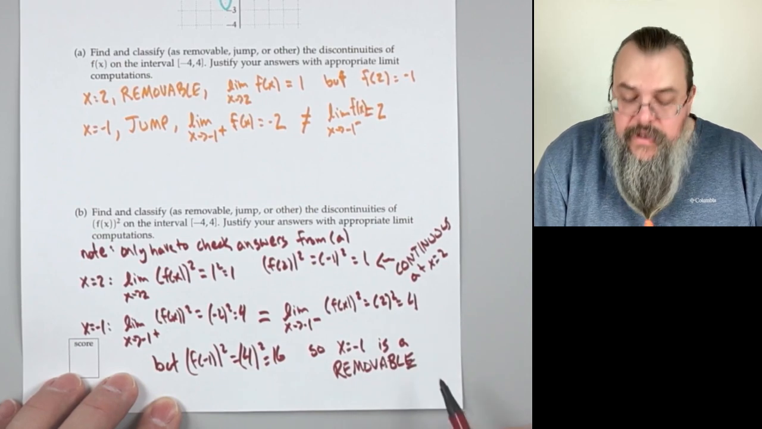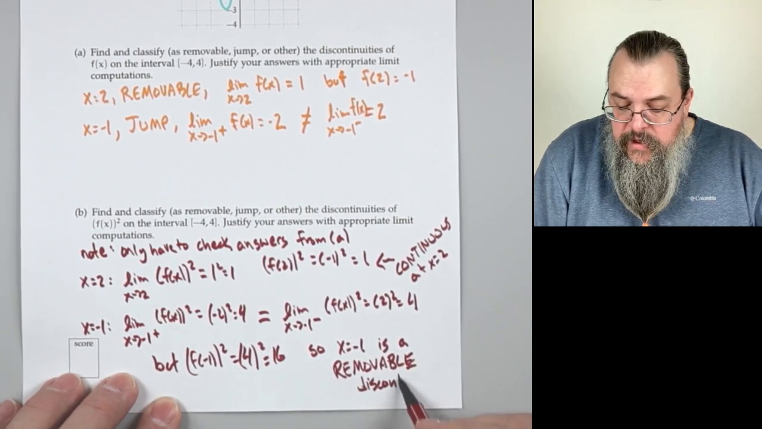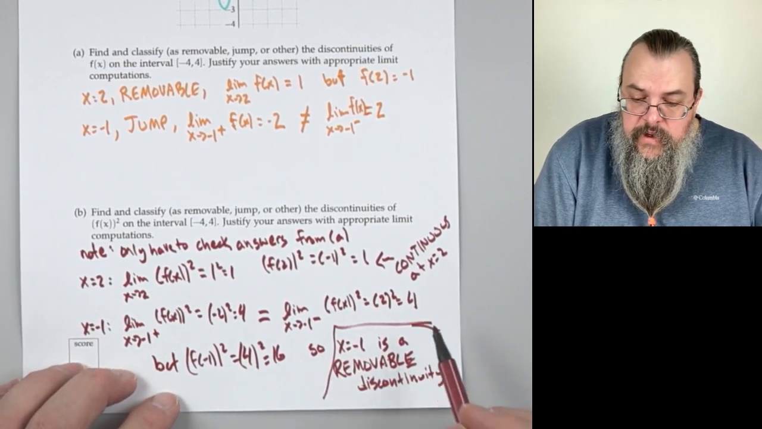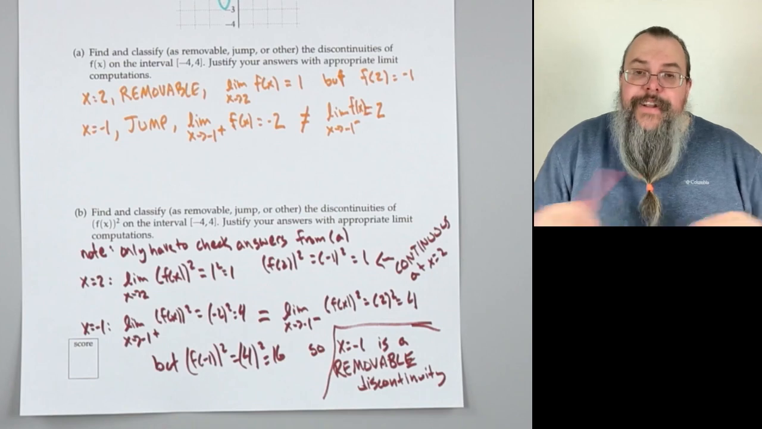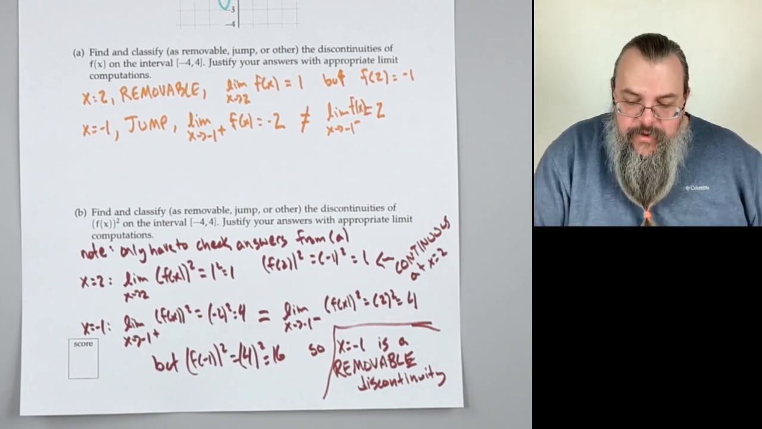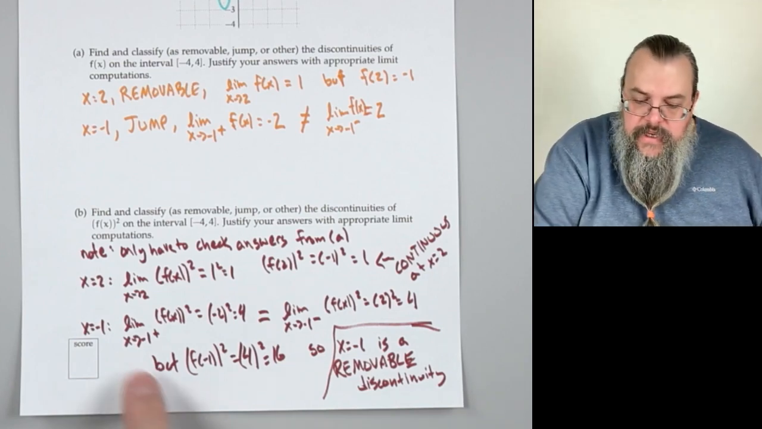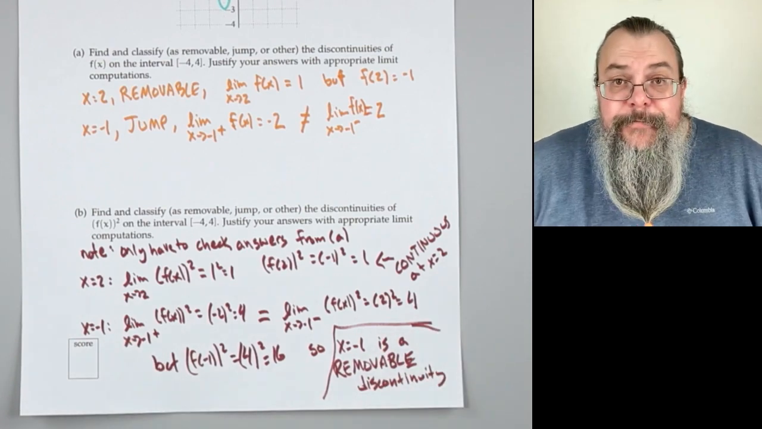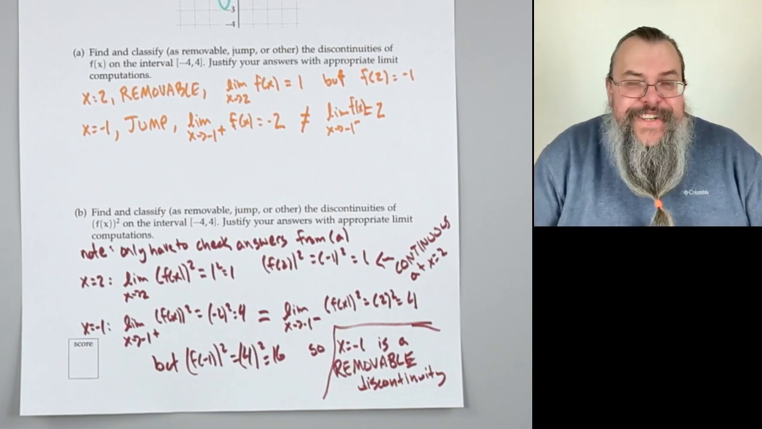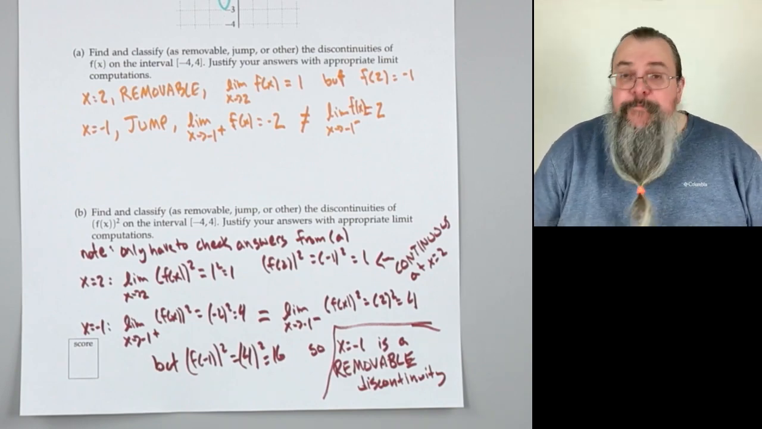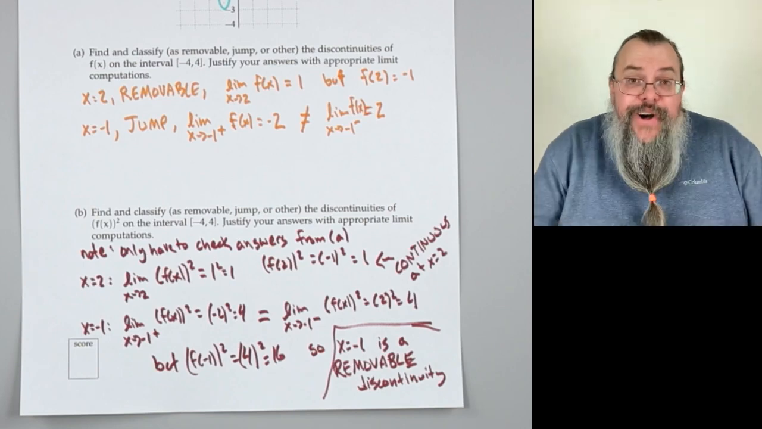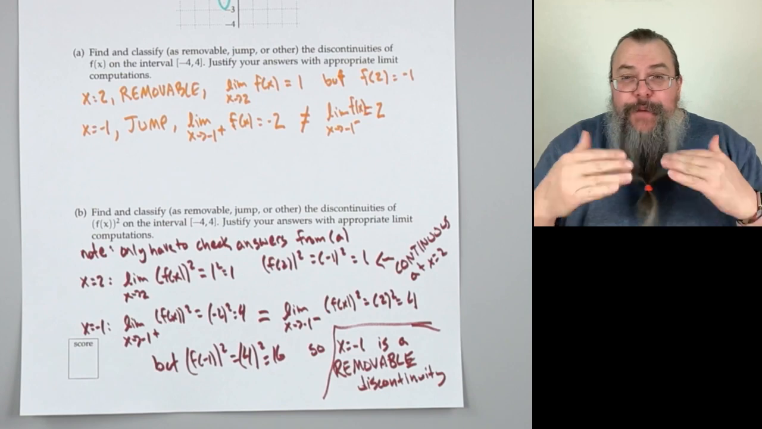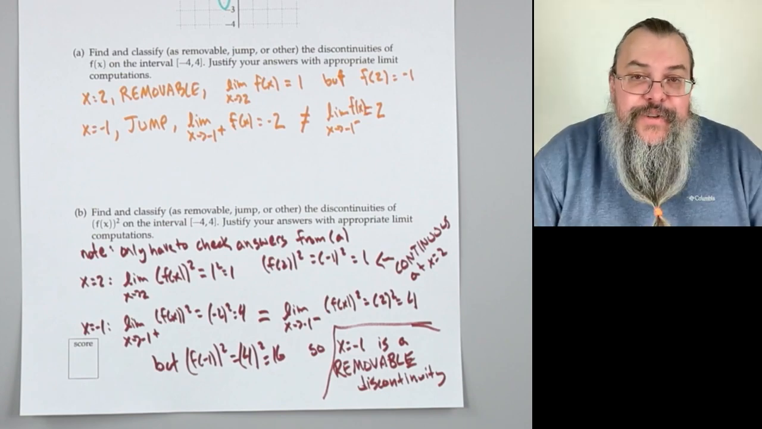I can spell removable discontinuity. And that's it. So, good. That's our answer. X equals negative 1 is a removable discontinuity, and there's the computation. The limit exists, but the function doesn't match the limit. That one's a little tricky. But that's all right. We don't have to worry. We just follow the definitions. We're looking for discontinuities. Look at what's happening with the limits versus what the function says it should be.